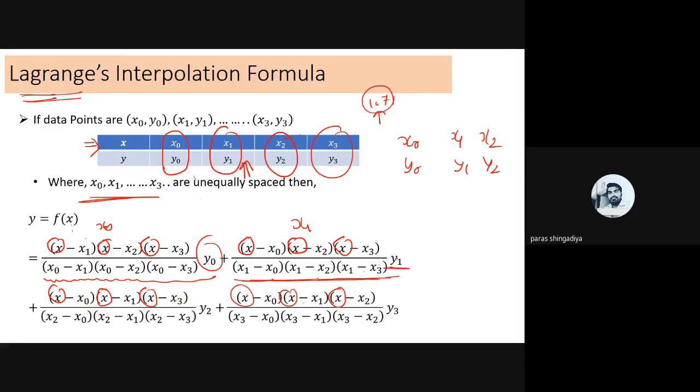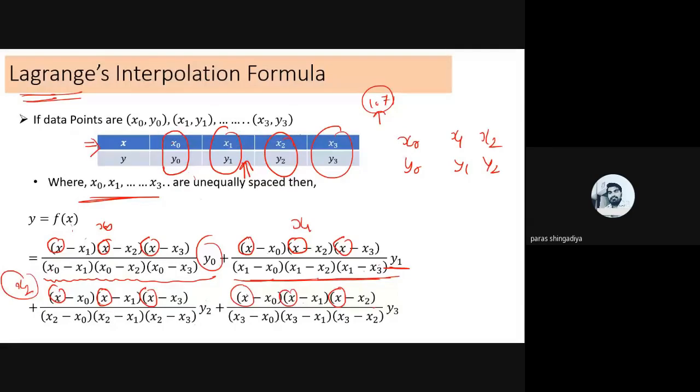Okay, and now third term, it is for x2. Okay, so skip the x2 in this numerator. And the remaining three, that we have x0, x1, and x3, subtract it from the x. So it will be x minus x0, x minus x1, and x minus x3. Okay, and now use the x2 in place of the x. So that x2 minus x0, x2 minus x1, x2 minus x3 into the function value, that is y2.